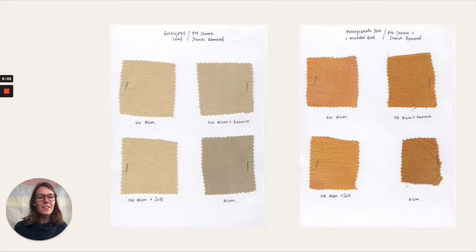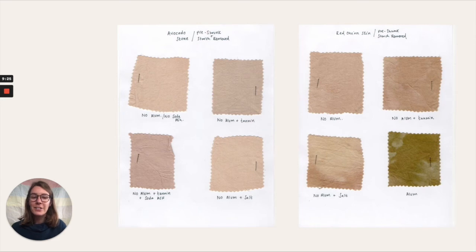And then this orangey colour was a trial that I did mixing both madder root and pomegranate skins. And so first I dyed the fabric with pomegranate skins, and then once that was finished, I then put it into the madder root to mix the yellow and red to get an orange, and those are the results.